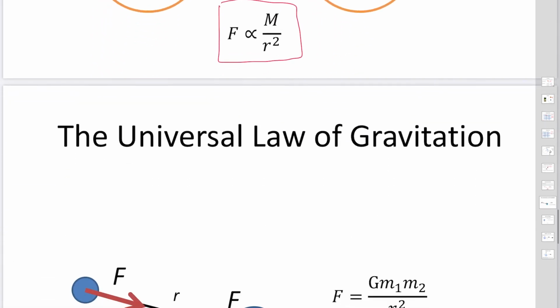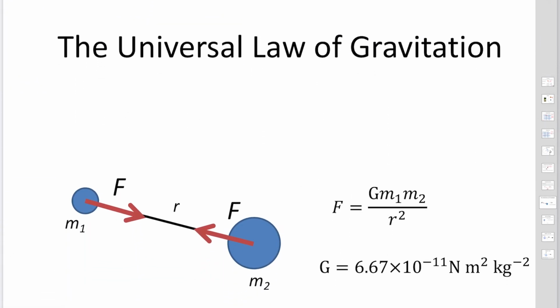Then finally we could reach the universal law of gravitation. The universal law of gravitation says the magnitude of the force is expressed in this equation: F equals G, where G is a gravitational constant, a proportional constant, then m sub 1 and m sub 2 are the masses of the two interacting objects, and r is the distance between the two objects.